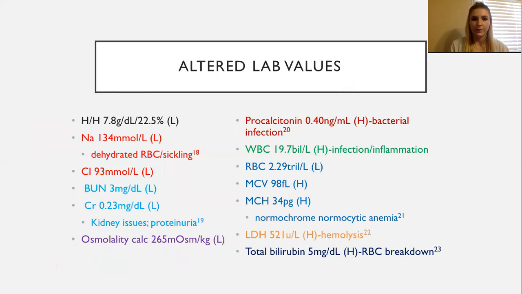So a brief overview of her lab values. It does look like she has a little overhydration going on, probably because of all those IV fluids they're putting in her to try to help with that sickling in the body. She probably has some kidney issues going on. It does look like she's probably got some proteinuria. She's excreting too much urine, and protein's kind of going out with it. Probably has some bacterial infections and inflammation going on, that normochromic, normocytic anemia, definitely, and some red blood cell breakdown. So all of this is kind of expected with this population.